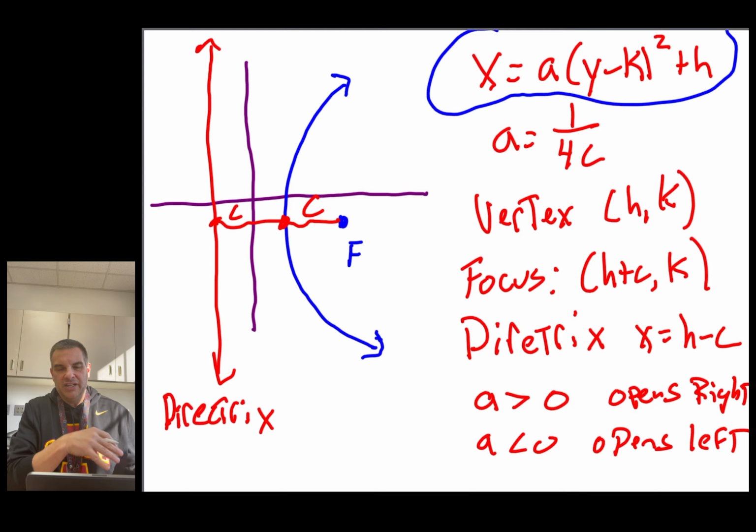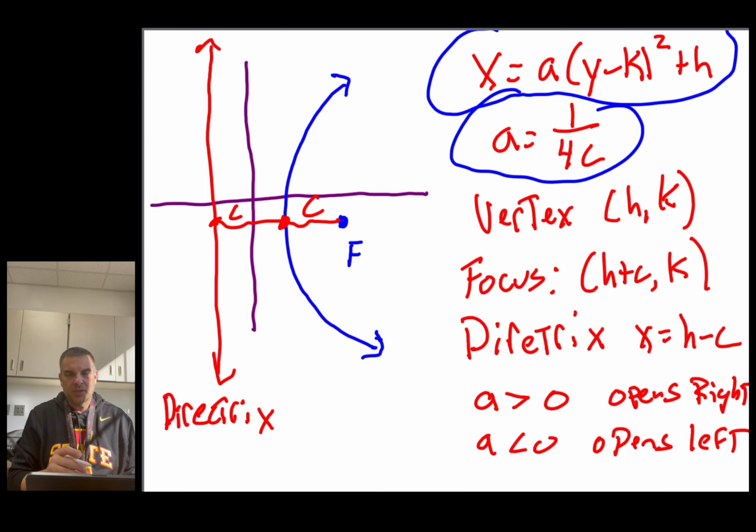You could move the h to the other side. There's other things you can do to this as well. The a value is still the same. It's 1 over 4c. Again, that c value is from the focus to the vertex, or the vertex to the directrix. The focus in this case now is going to be (h plus c, k), because we're going left and right, and the directrix is going to be an x is equal to.